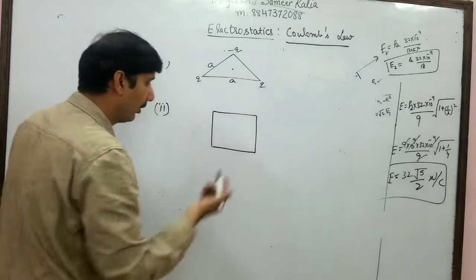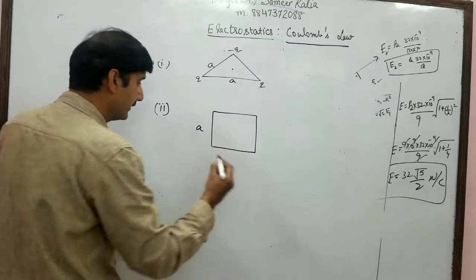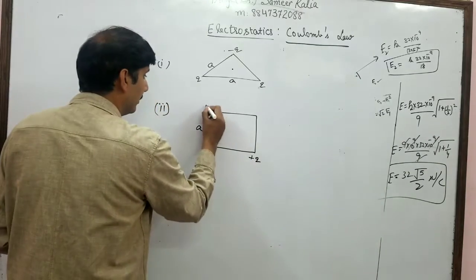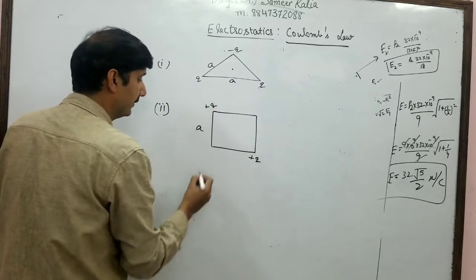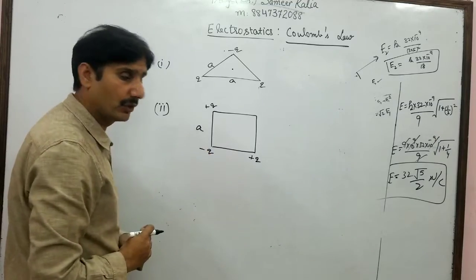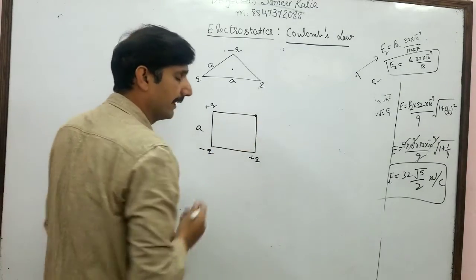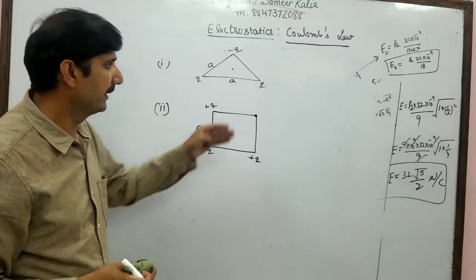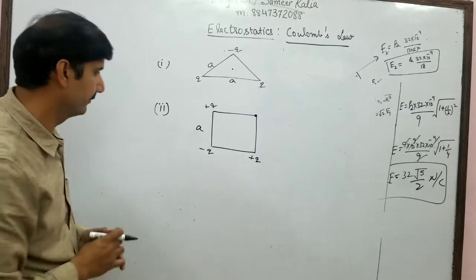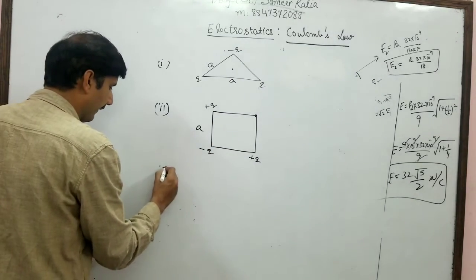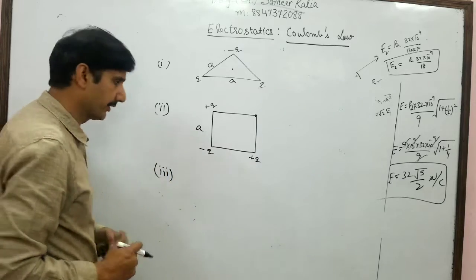A square of side A, charges are plus Q, and minus Q over here. You wish to find out electric field at this point. This question seems similar to that, a little different. Solve this question.